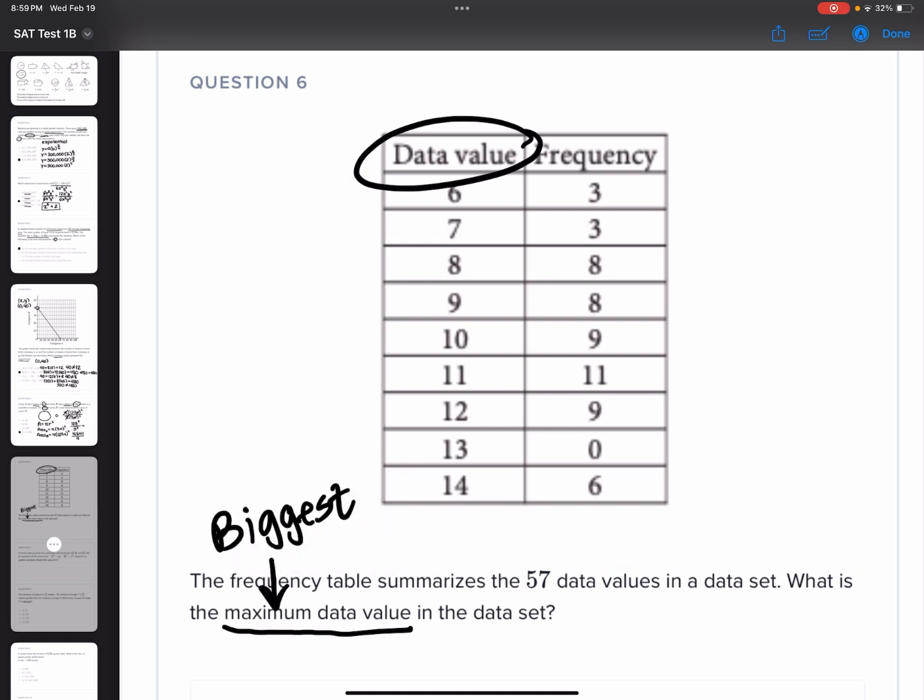Largest value, okay? I know I'm this old. I'm in AP Calculus BC. I'm still using biggest, okay? Don't judge me on that.